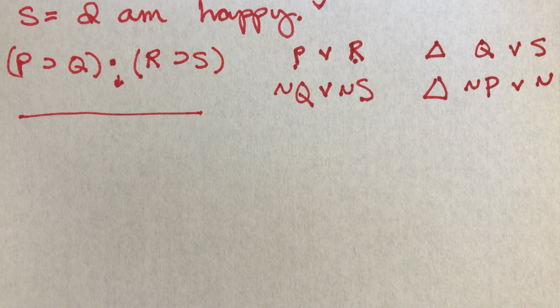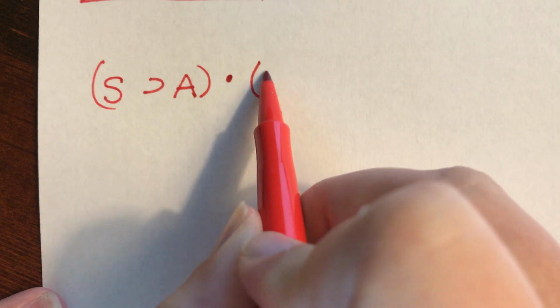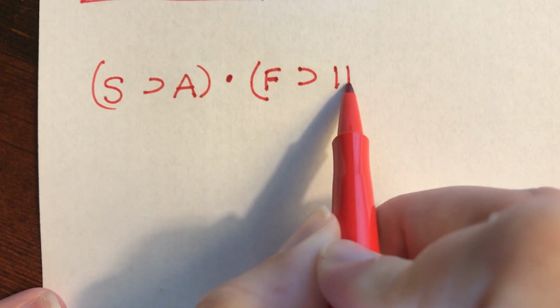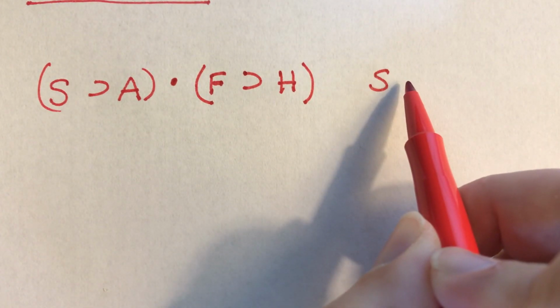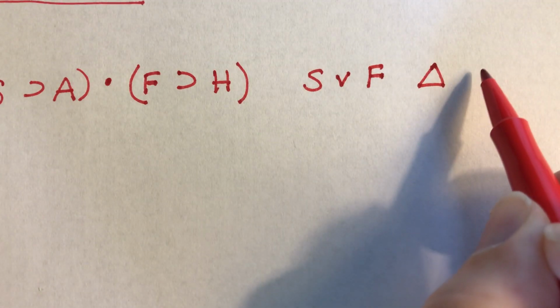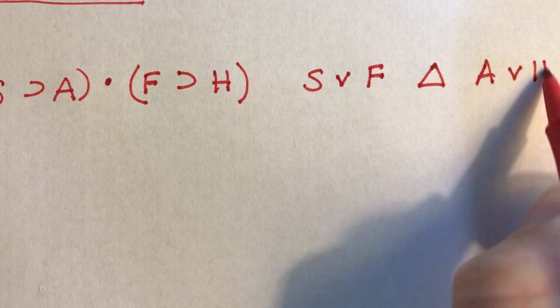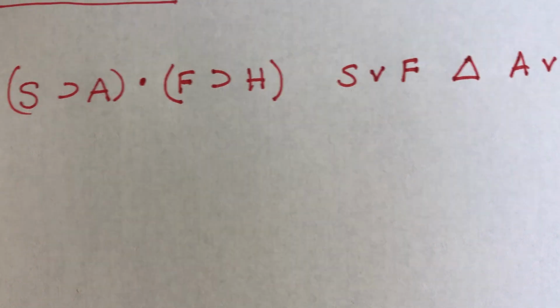So let's use that one to practice our 3 methods, okay? So our dilemma that we just came up with is, if I study, then I make an A. And if I go out with my friends, then I am happy. I will either study or go out with my friends. Therefore, I will either make an A or be happy.